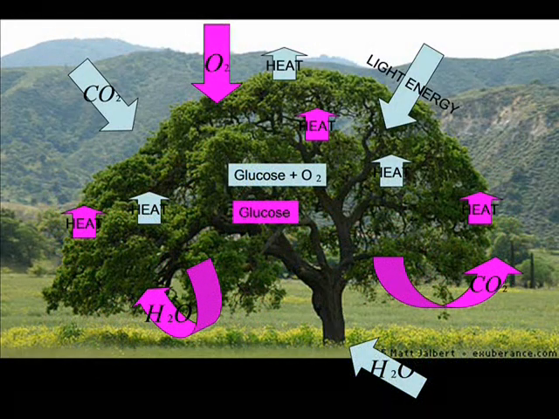In dark reactions, which is shown in purple, oxygen and glucose are taken in, and carbon dioxide and water are given off. It processes the energy, so this is the same as cellular respiration. And this can take place during the night or during the day.